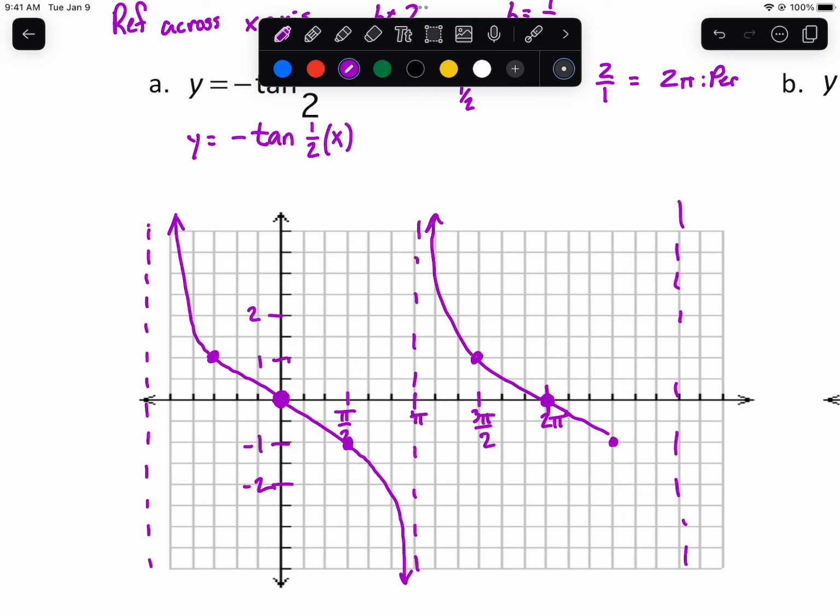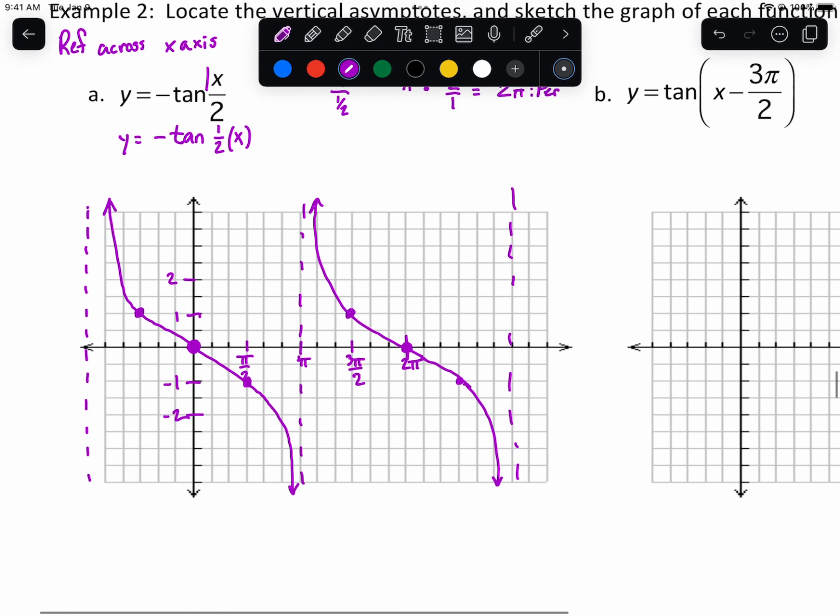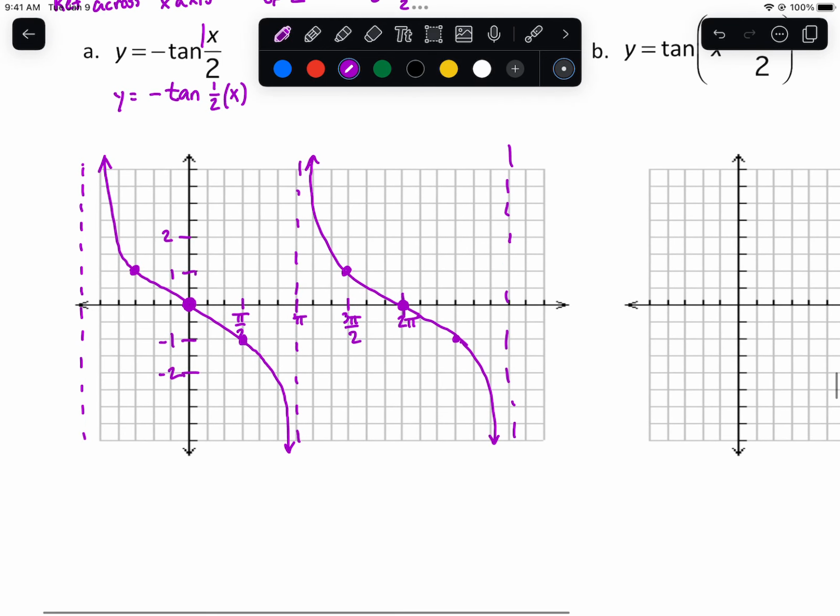So yeah, a little bit less steep there in the middle, and then down. And that's how you're going to approach that. With the scale that we have, we can't really fit as many periods worth right there. So location of vertical asymptotes, it looks like the first one's at pi.